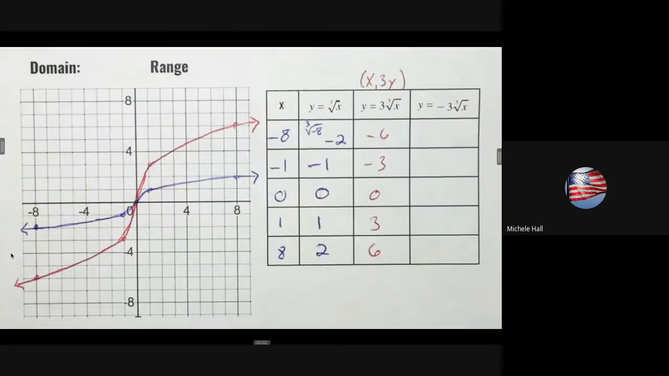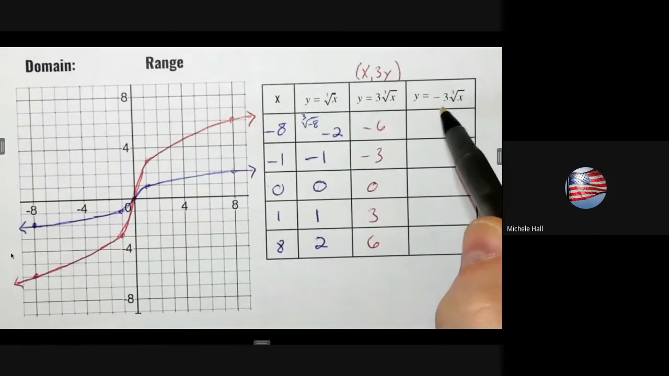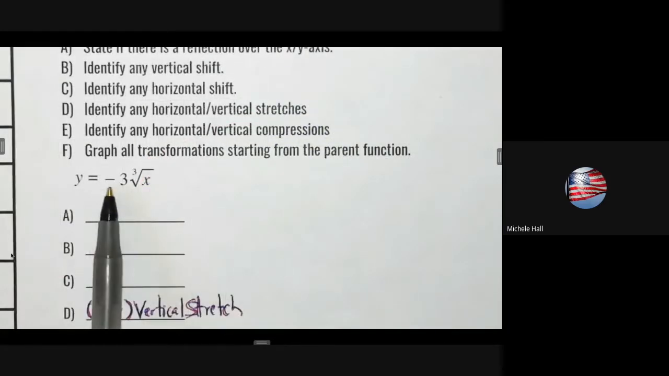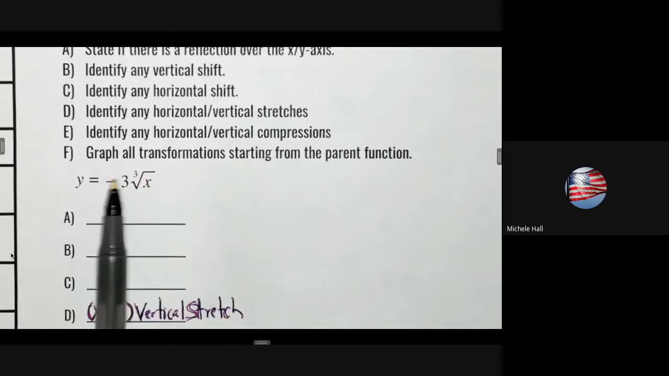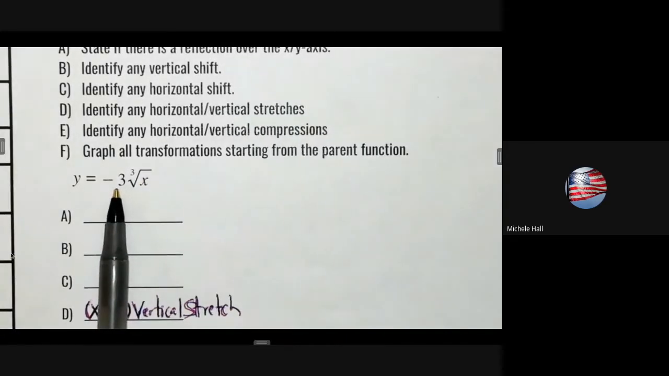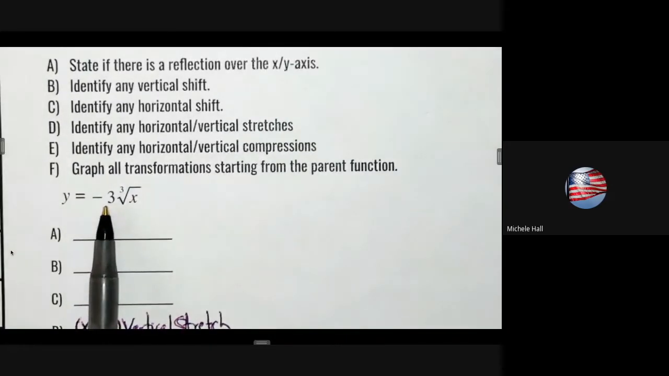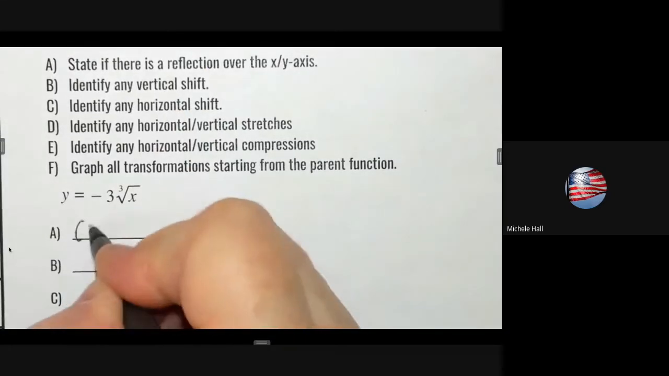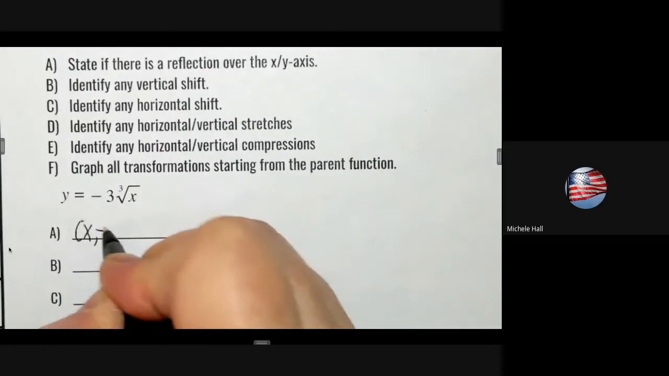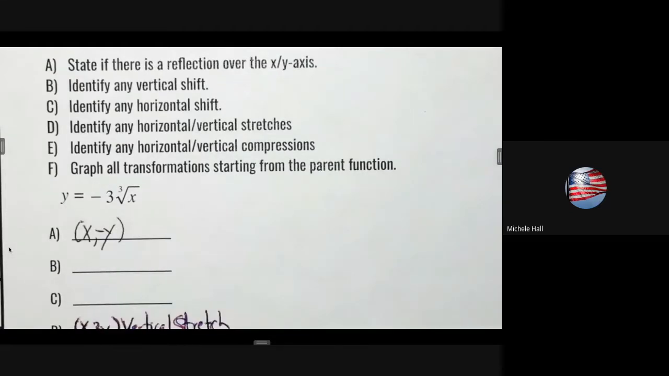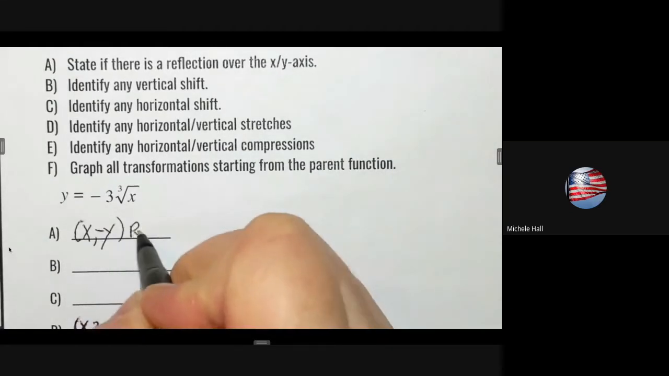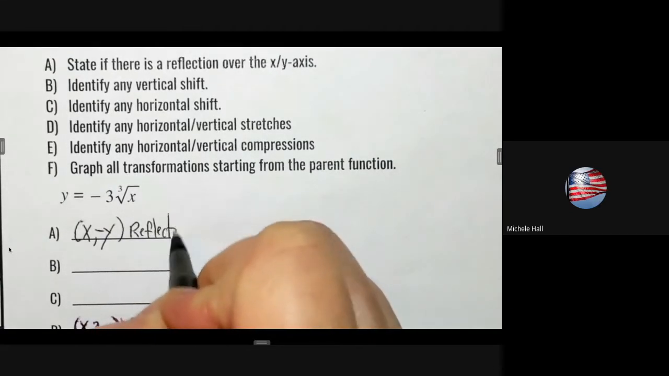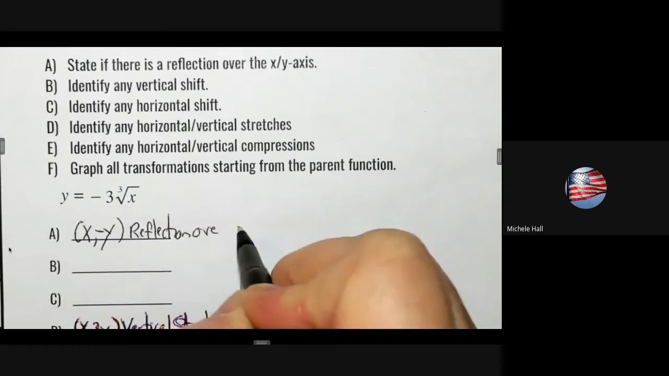Next, we are looking at the negative. What is the negative doing to the function? Am I negating the x value or the y value? It's not the x. We're negating the function, therefore the y value. So we have a reflection. That is a reflection over the x-axis.